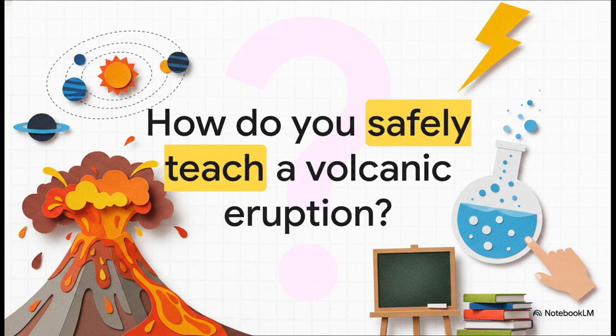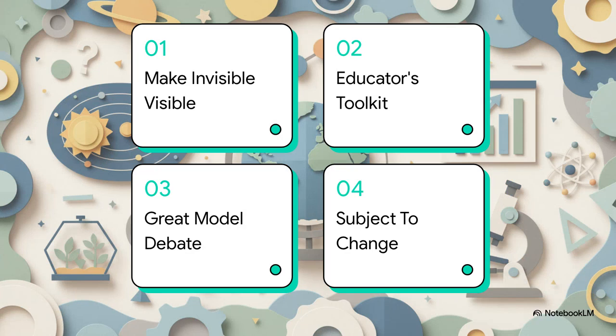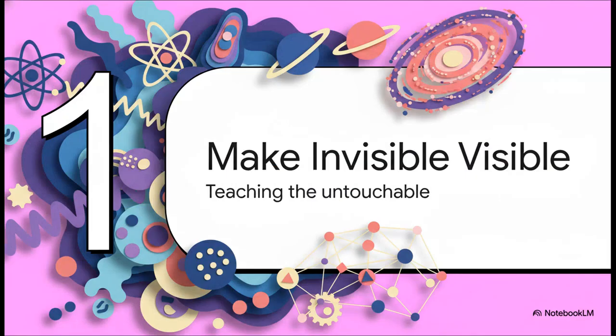You need a model. To get there, our agenda for this explainer is pretty straightforward. 1. Making the invisible visible. 2. The Science Educator's Toolkit. 3. The Great Model Debate. And 4. Subject to change. Let's kick things off with Section 1, Making the Invisible Visible, or Teaching the Untouchable.